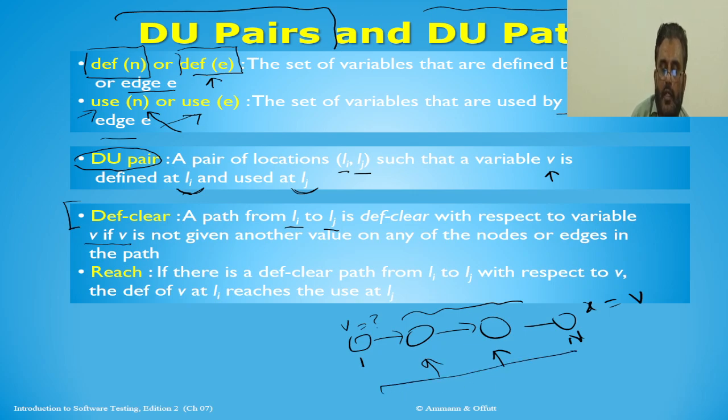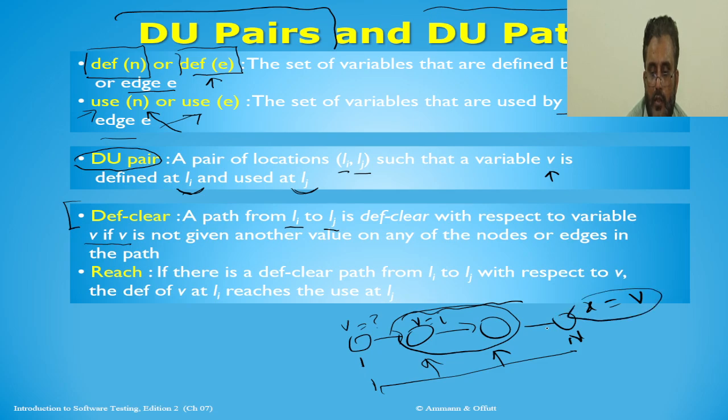a def-clear path. If however this v gets another definition, for example here, then this path from 1 to n will not be considered a def-clear path with respect to v. So it must not have any subsequent new definition after this node till that node where it is being used. If that is the case, then we call this a def-clear path.